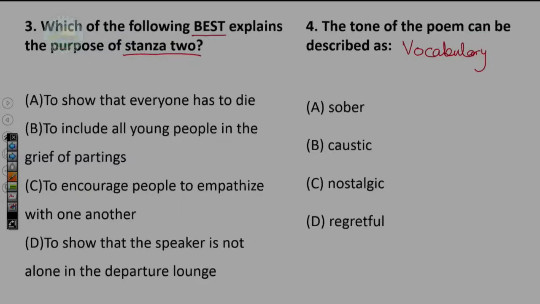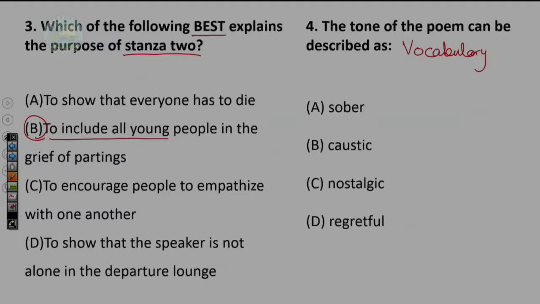Item 3. Which of the following best explains the purpose of stanza 2? Now, you were not able to see the passage, but from listening carefully, it is hoped that you would have understood when we got to stanza 2. And what was taking place in stanza 2? Stanza 2 indicated a sort of shift from what was taking place at the departure lounge and made reference to when we are young. What it wanted to do is not just to show that everyone has to die, but it wanted to include the young people in the grief of parting. It wanted to include the young, that you'd be able to understand that parting and grief is not just something among the elderly or among older people, but it's to include the young people in the grief of parting.